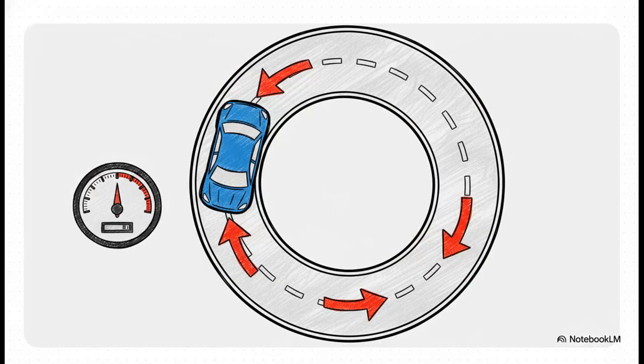Let's look at a classic example to make this super clear. Picture a car turning a corner. The speedometer might be locked at a steady 50 kilometers per hour, right? So its speed is constant. But because the car is turning, its direction is changing every single second. And if the direction is changing, its velocity has to be changing too.